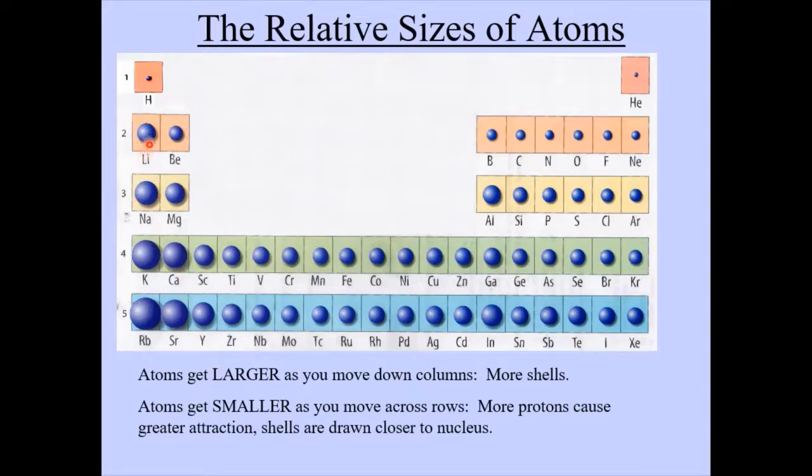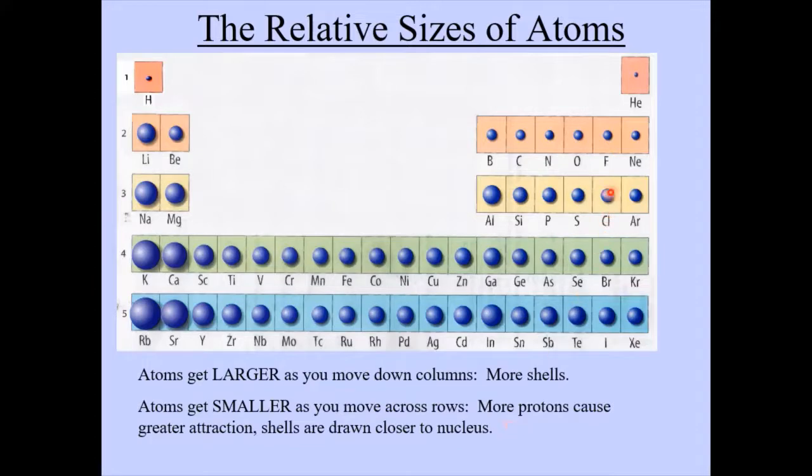If we go across any one of the rows, we see that the atom starts big and it actually gets smaller as we go to the right in general. There are a couple little exceptions here. The reason for that is that when we move across a row, we're adding more and more protons, and more protons cause a greater attraction to the electrons around them. So the shells are drawn closer to the nucleus.